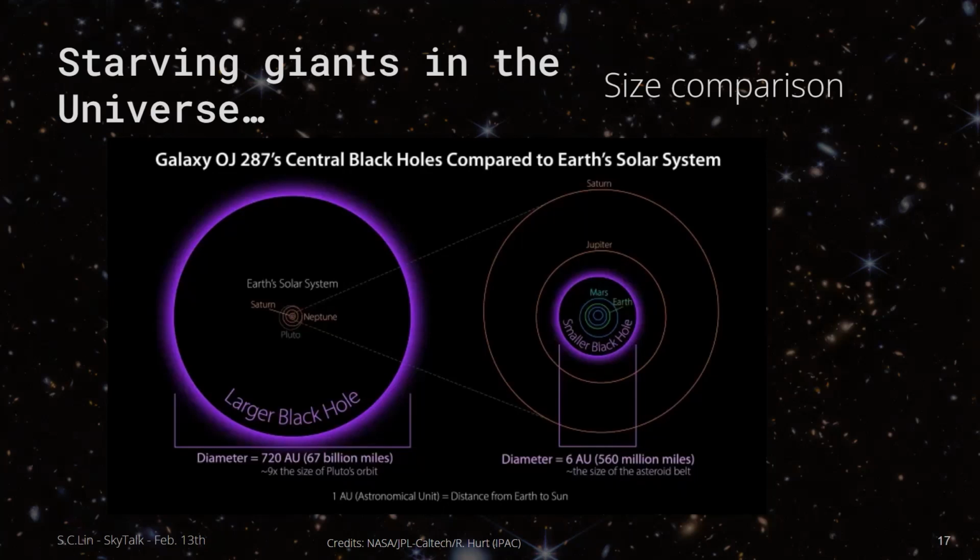Where you see, if we zoom all the way out, this is our solar system. This is Neptune, and the orbit of Saturn is something around here.